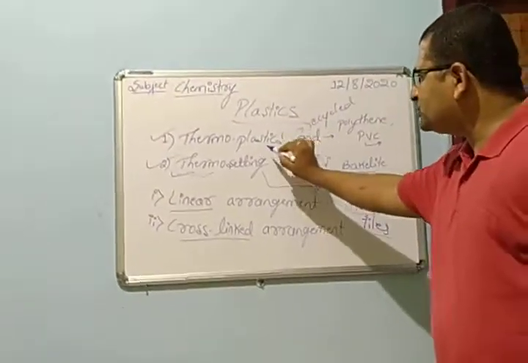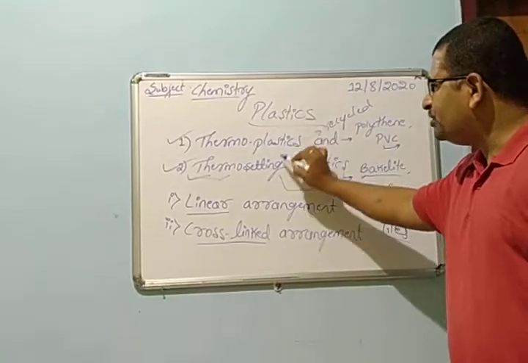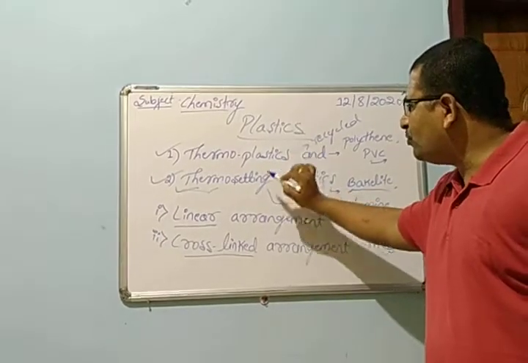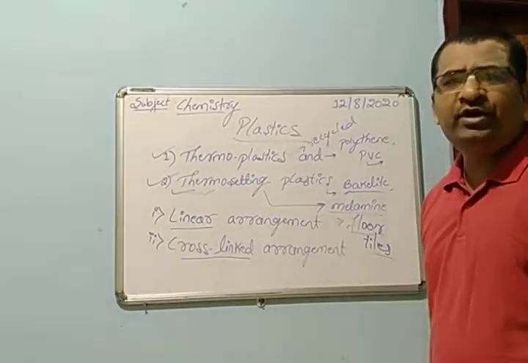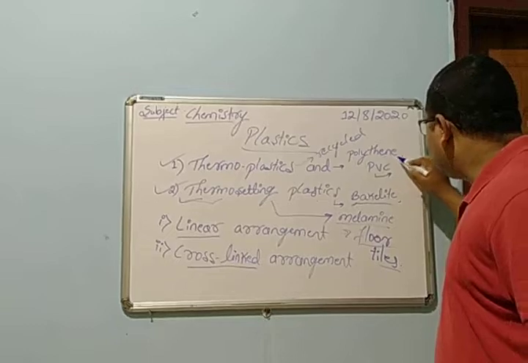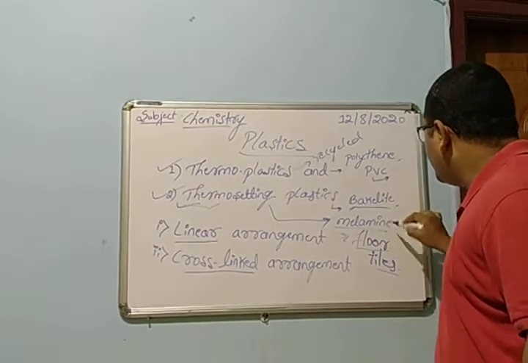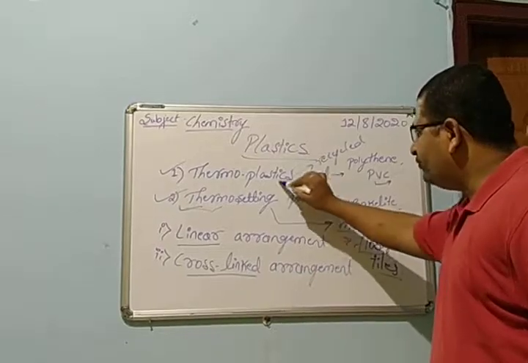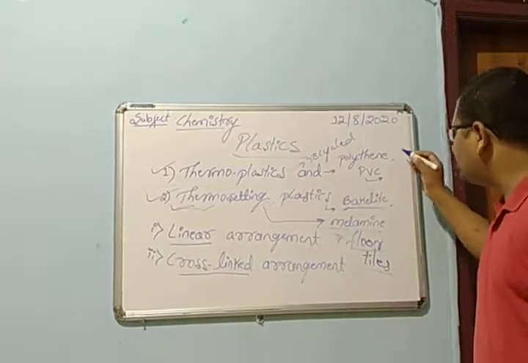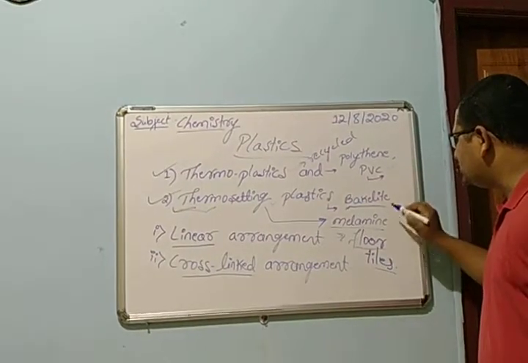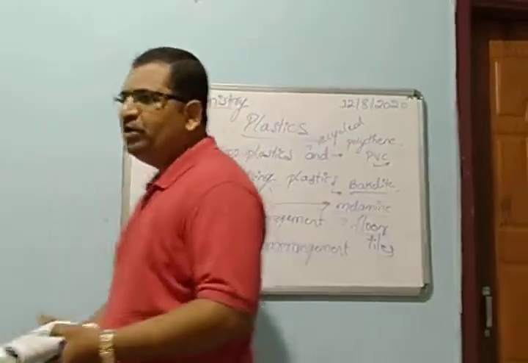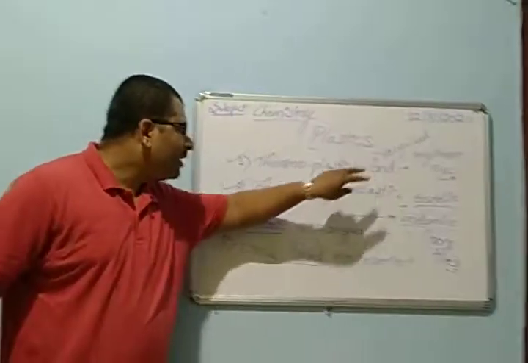Very important in thermoplastics and thermosetting plastics: the differences will come in the exam for 2 marks. If you write 2 or 3 differences, it is more than enough. Your examples should be perfect, along with the definitions of thermoplastic and thermosetting, and where they are used: where polythene and PVC are used, where bakelite is used, where melamine is used. If this much is perfect, it is possible to get 2 to 3 marks in the exam.